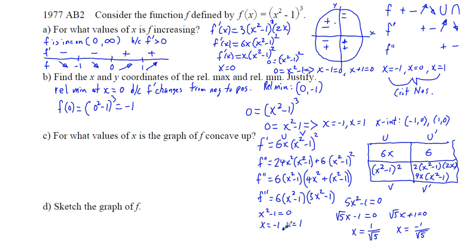So all these things here, I'm going to circle all of them at once. What do we call all these things here? We call them PPOIs, potential points of inflection.